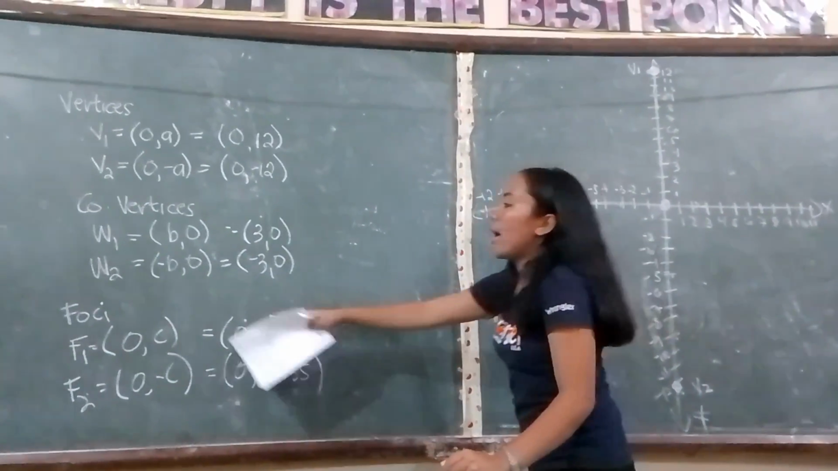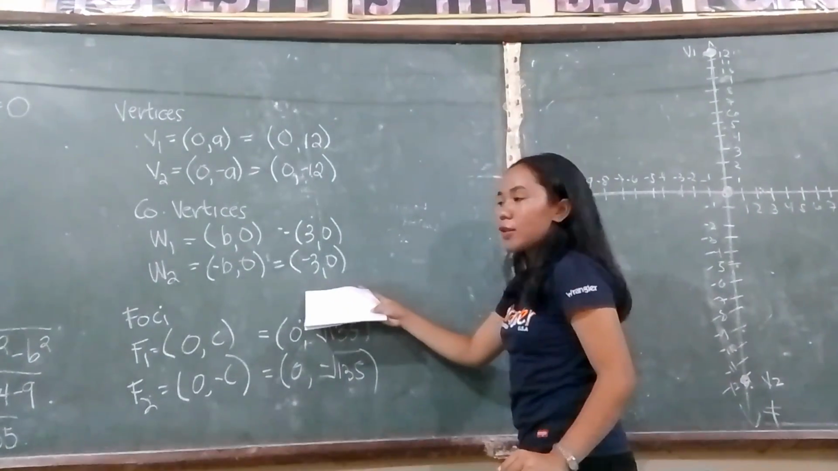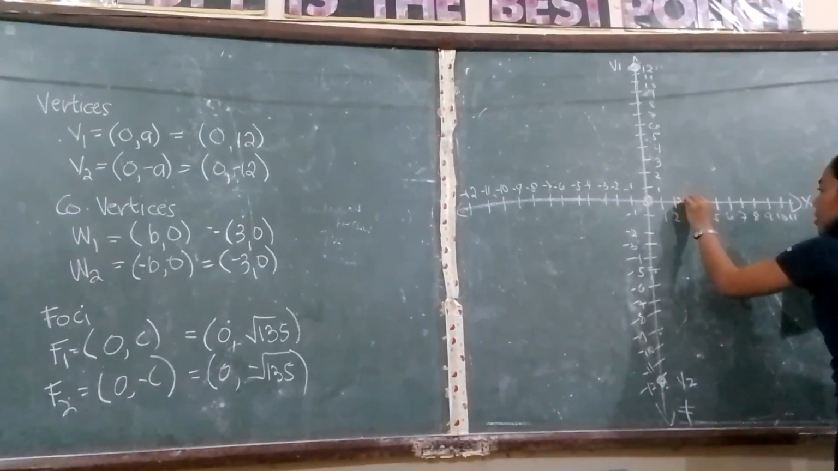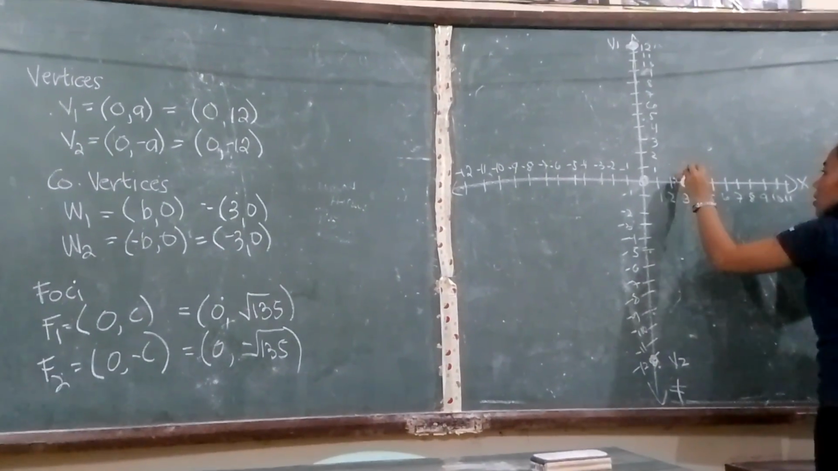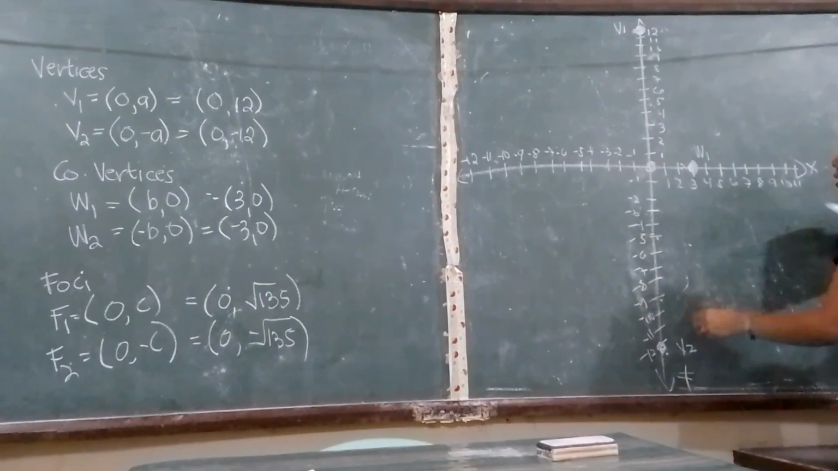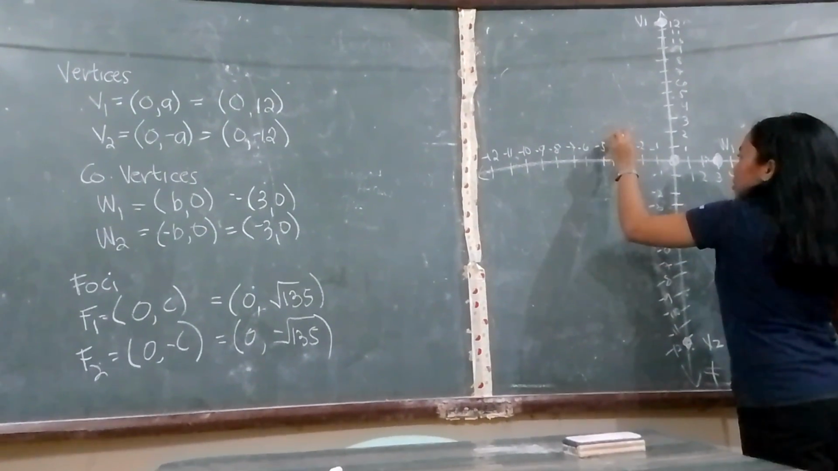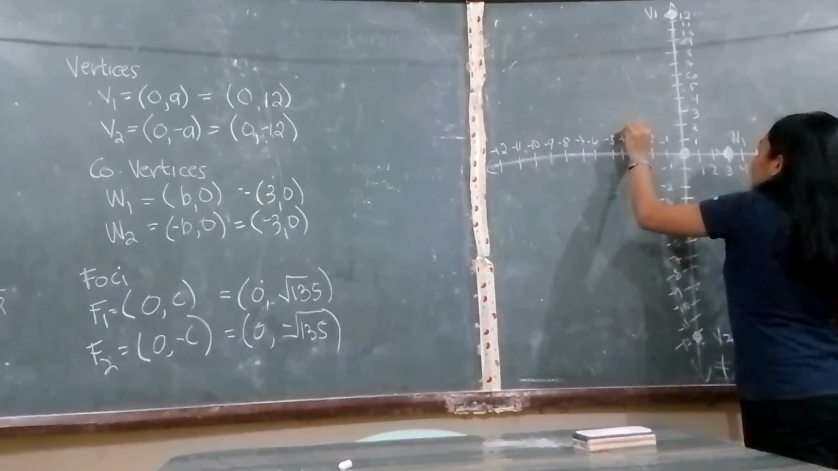For our co-vertices, we have 3 and 0. And the W sub 2 or co-vertices sub 2 is negative 3 and 0. So we have 3 and 0, which is our co-vertices sub 1, and negative 3 and 0, which is our W sub 2.